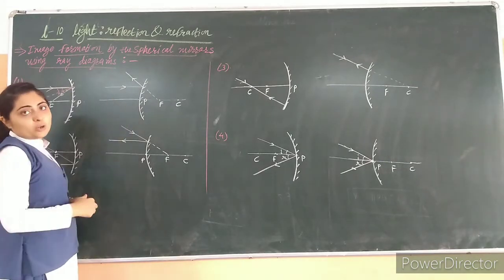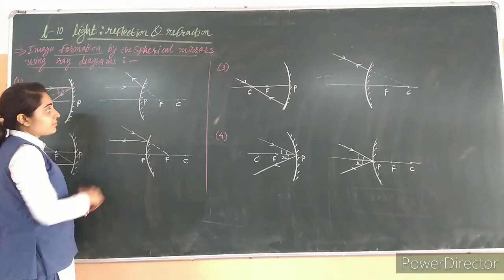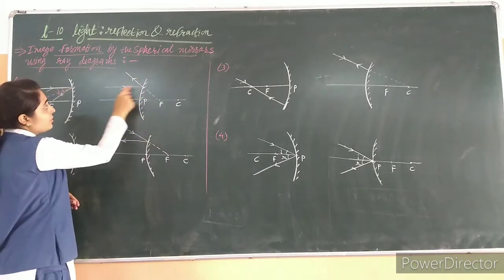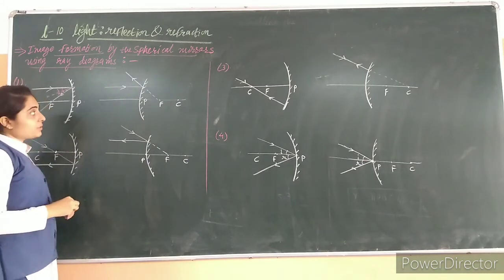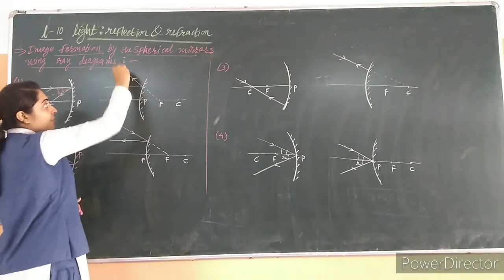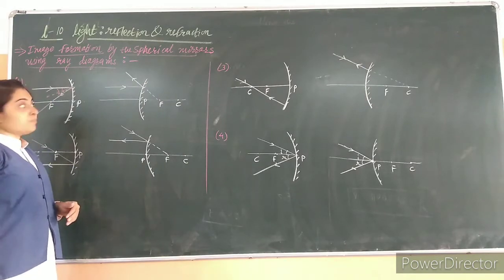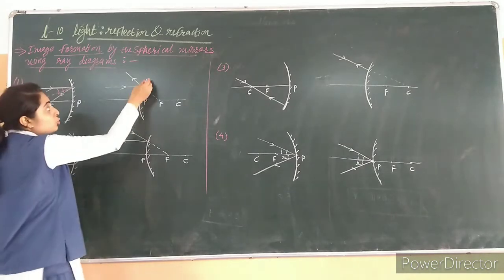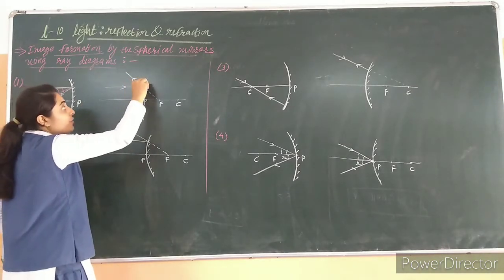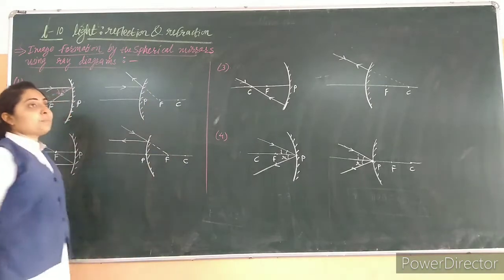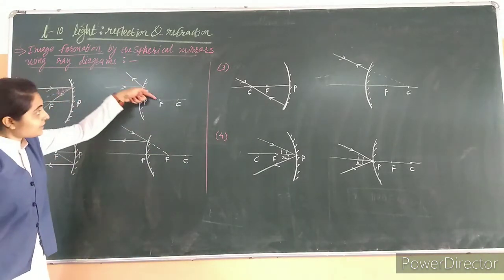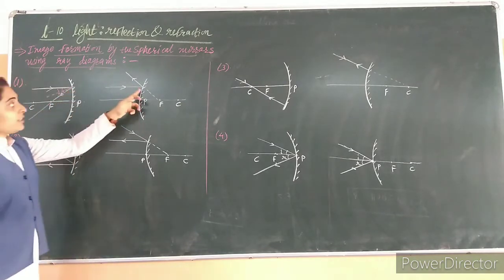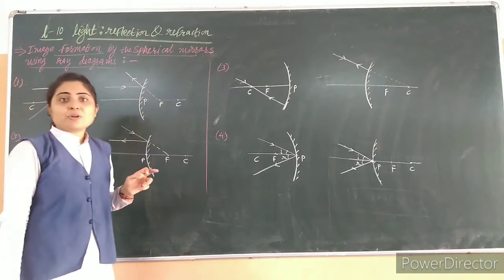Now, for the convex mirror, it is curved outward, so any ray parallel to the principal axis will be reflected in this direction. If we extend this ray backward, we can see that it appears to be coming from point F. So the parallel ray appears to be coming from F.